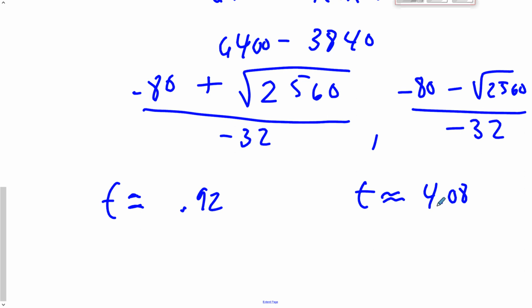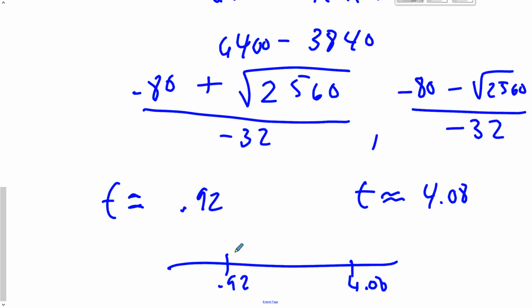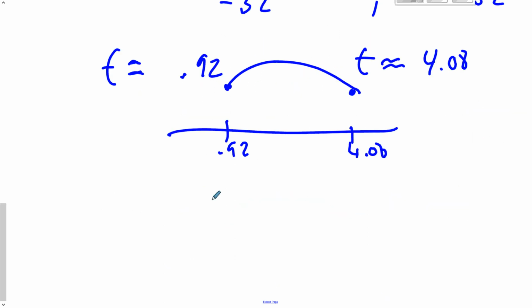is approximately 4.08 seconds. So that's where it is in between. So at approximately 0.92 and approximately 4.08, that's going to be our interval. That's where it's above 160, right? So it hits 160 here and 160 here, so then it's above all the way from there to there. So our interval would be from 0.92 to 4.08.